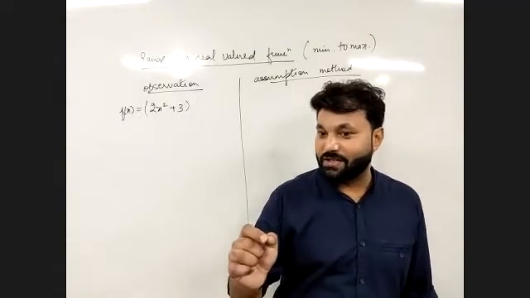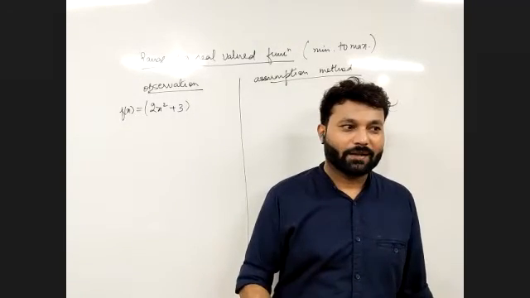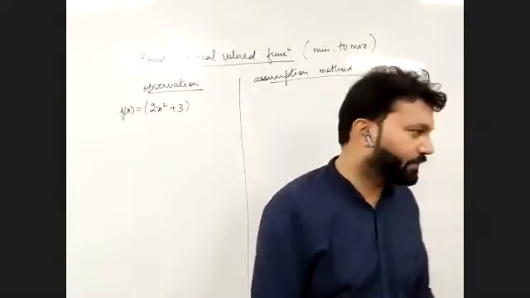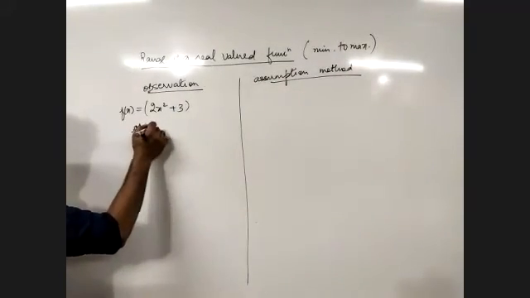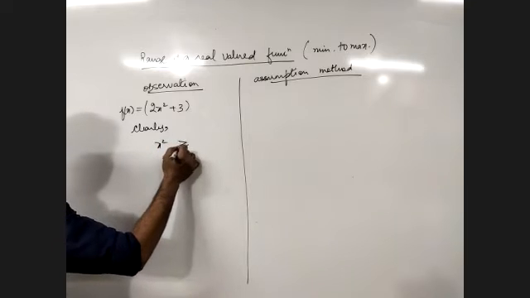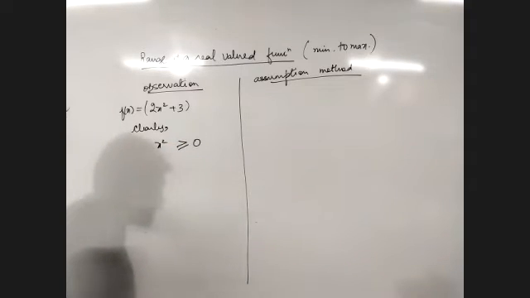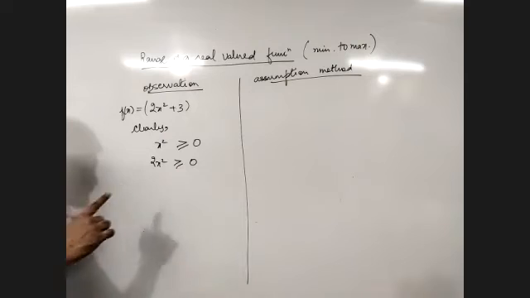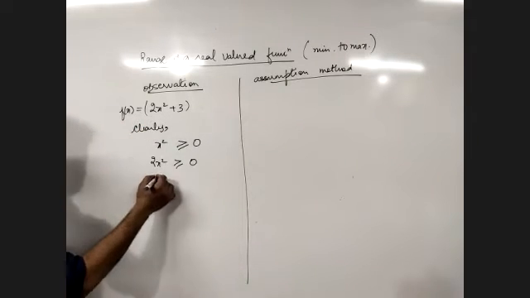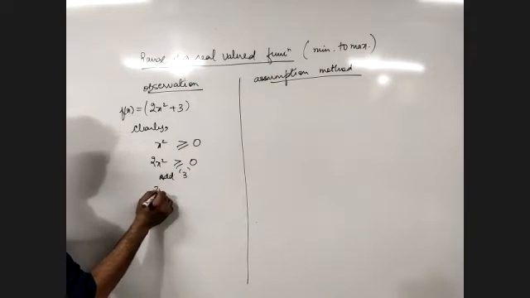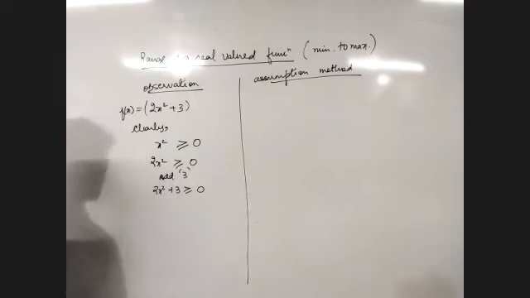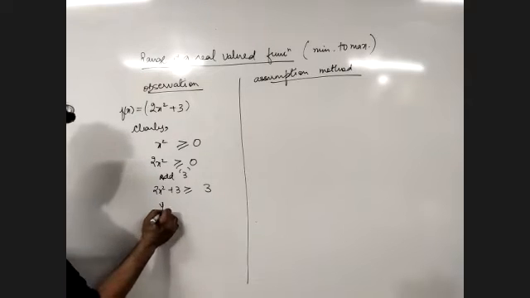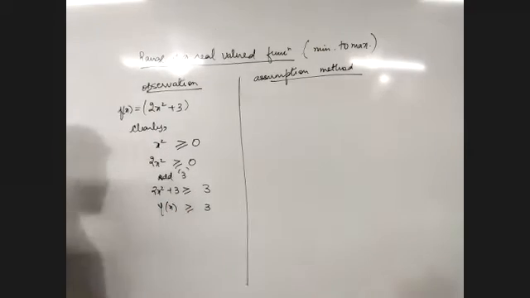But if it is involving x squared, it will always be positive. Clearly, x square will always be greater than or equal to 0. Minimum it can be 0. So x square is greater than or equal to 0. Along with x square, we got 2. So can we write 2x square is also greater than or equal to 0 if we multiply by 2? Along with 2x square, we have 3. If we add 3, 2x square plus 3 is greater than or equal to 3. So can we say that f(x) is greater than or equal to 3?